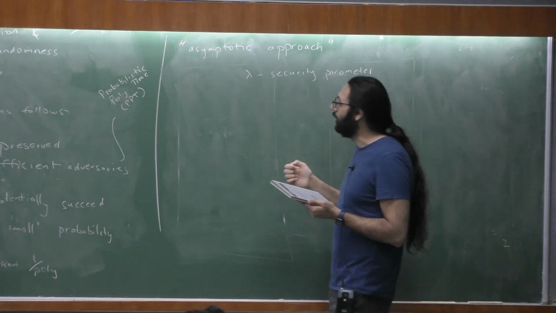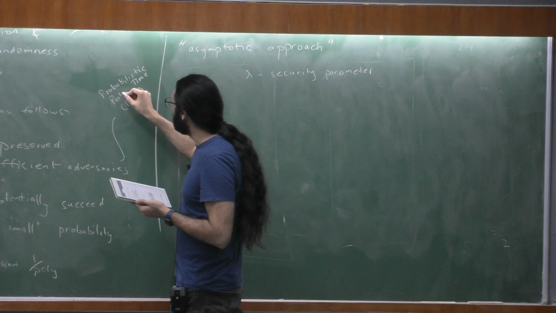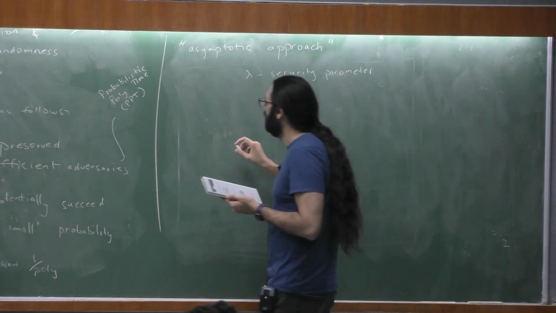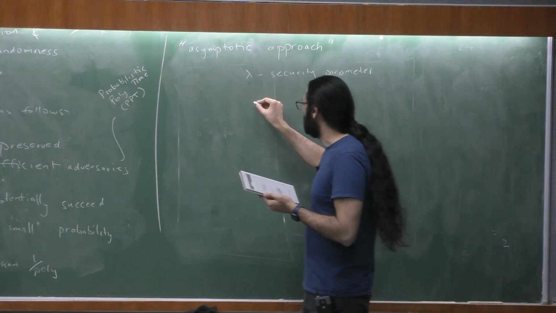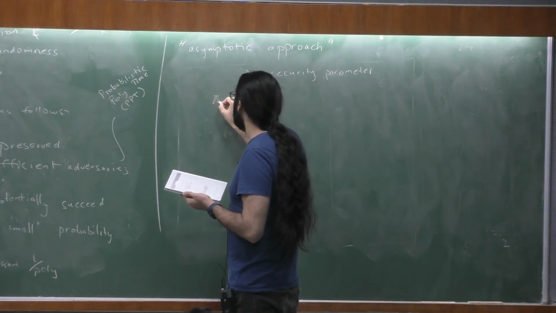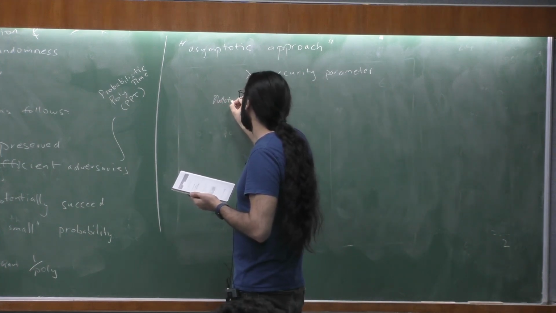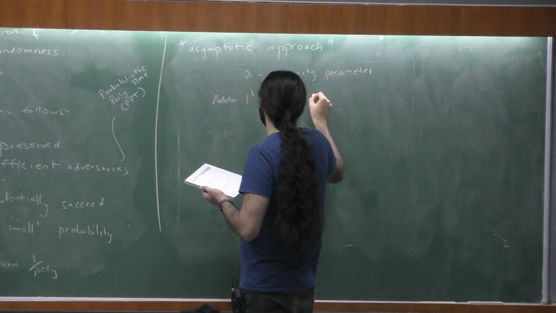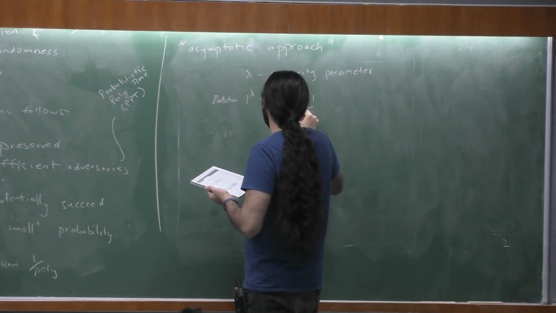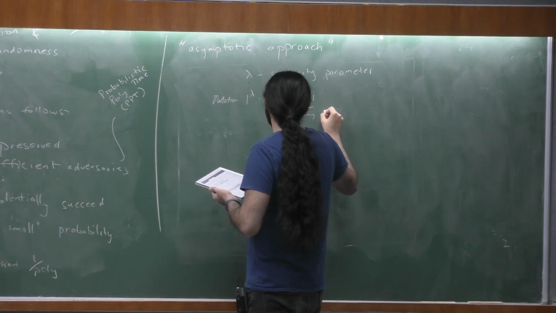And the kind of statements we want to make are that, so lambda is the number of bits. Okay, so I should also introduce this notation, which I also introduced last time. So 1 to the lambda is just 1 repeated lambda many times, right?